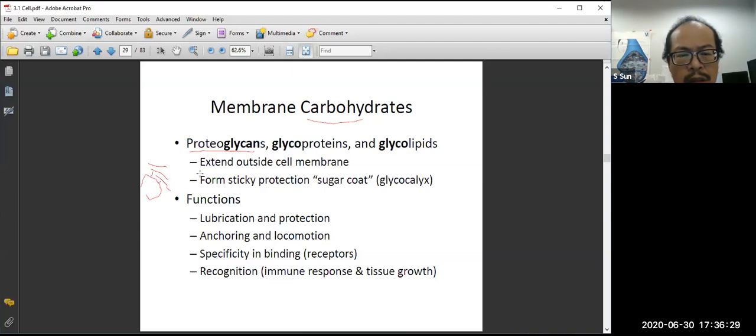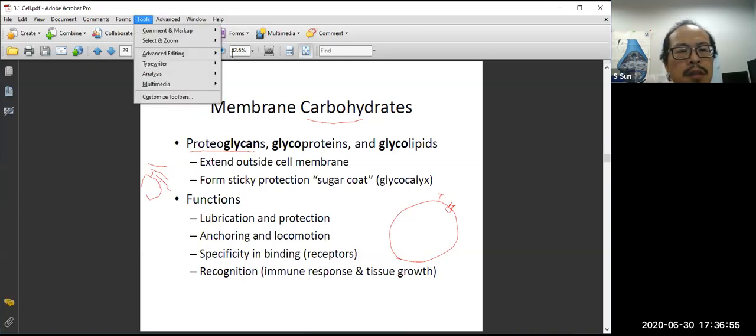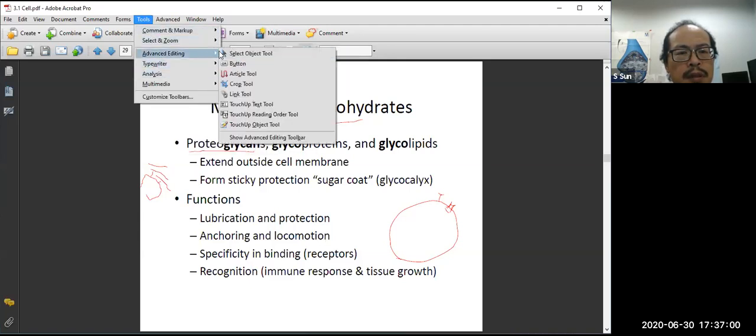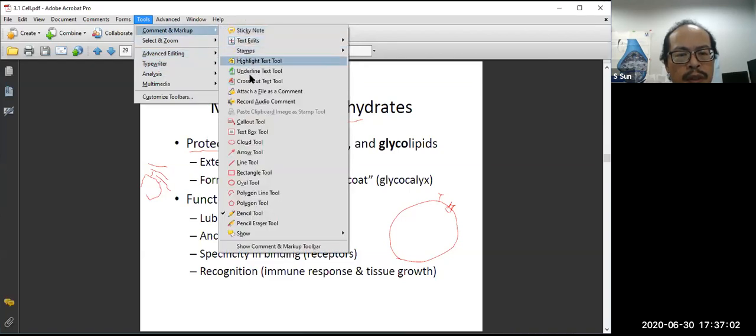Okay. And another is a smaller one, glycoprotein. So let me use this one here. Here we have the cell, and here we have the receptor, we have the protein. And these glycoproteins are proteins with glucose attached to the protein.